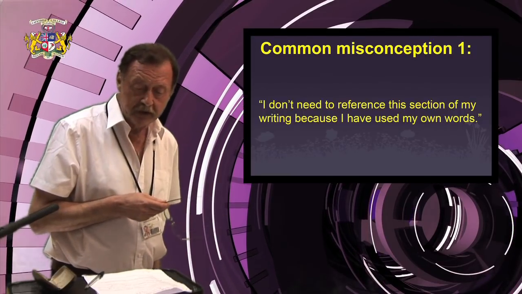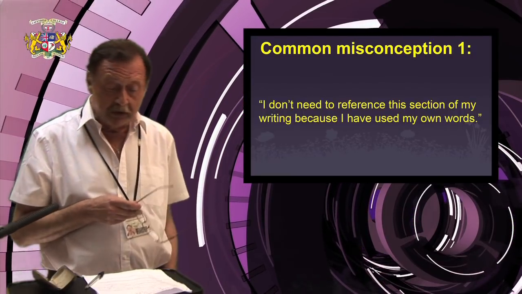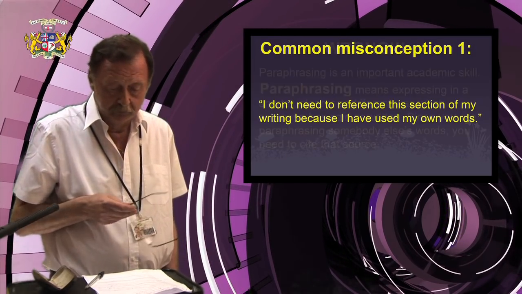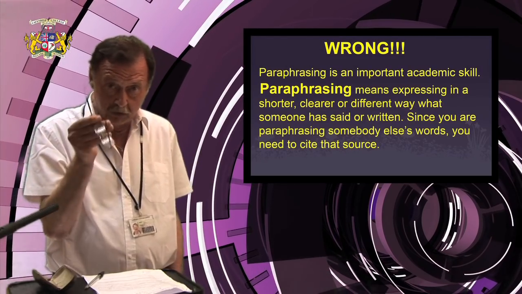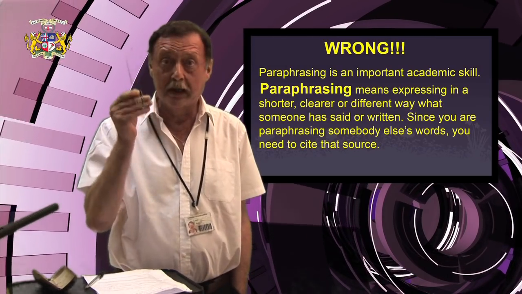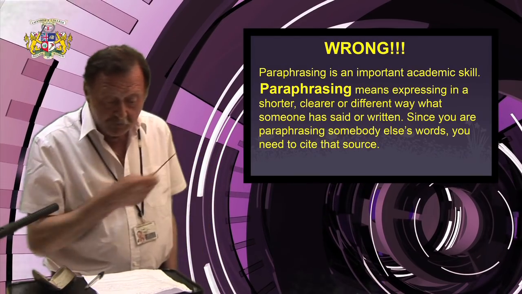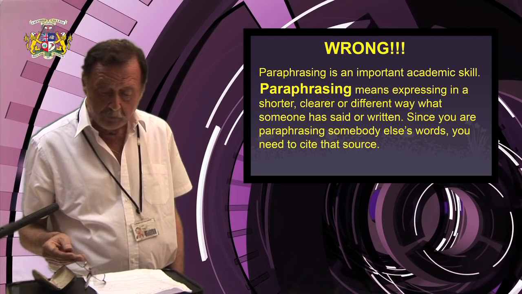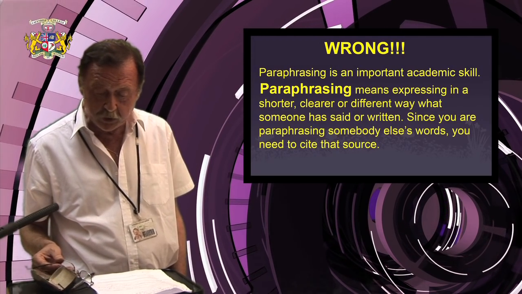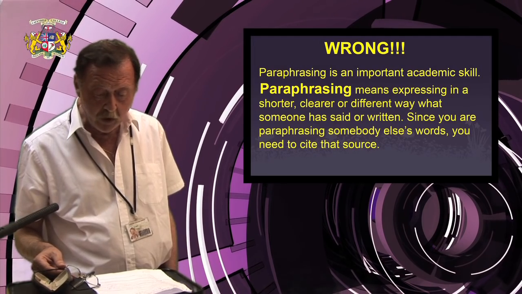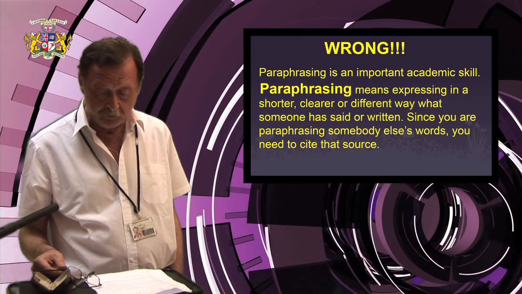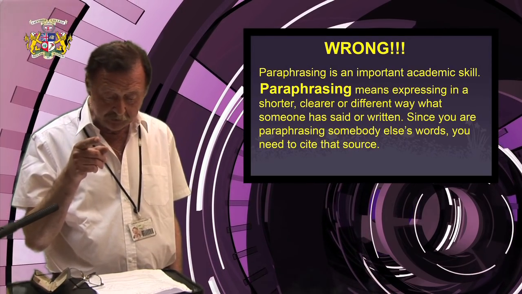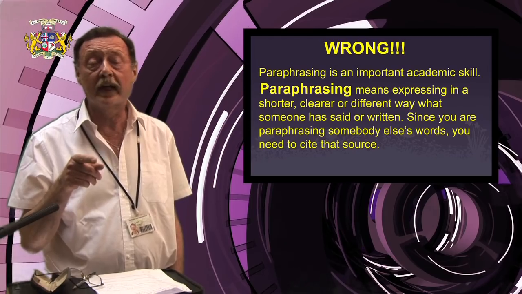Common misconception number one. I don't need to reference this section of my writing because I've used my own words. Wrong, my friends. Absolutely wrong. Paraphrasing is an important academic skill. Paraphrasing means expressing in a shorter, clearer, or different way what someone has said or written. Since you are paraphrasing somebody else's words, you need to cite that source.